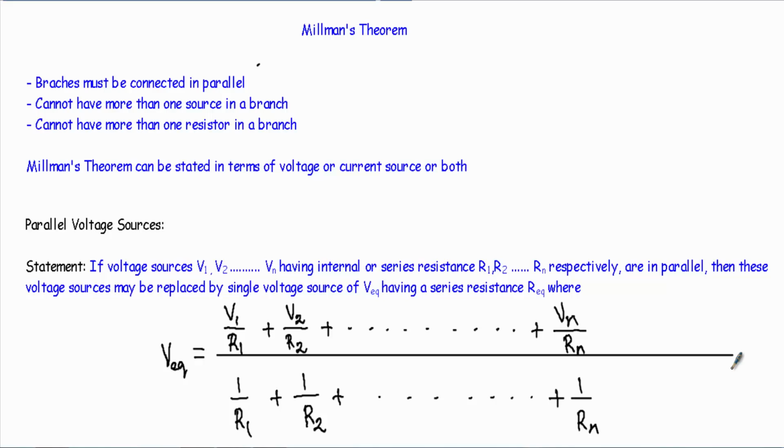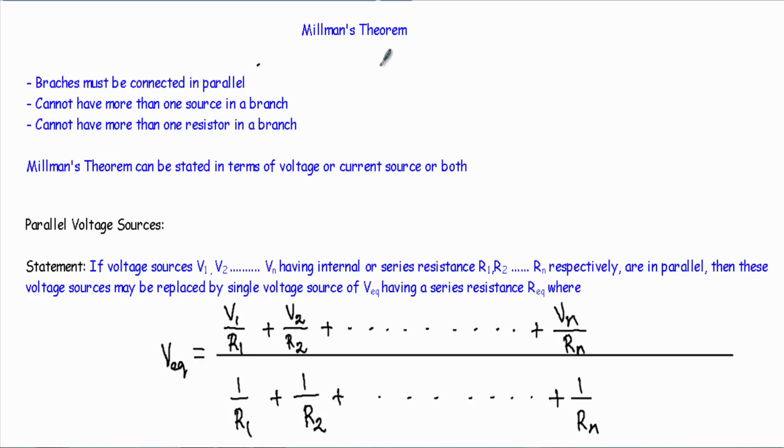Thevenin theorem states that any linear circuit can be reduced to a single voltage source in series with a resistor, and Norton theorem states that any linear circuit can be reduced to a current source in parallel with a resistance. When I talk about Millman's theorem, you will see I will reduce all the parallel branches into a single voltage source with a single resistance or a current source with a parallel resistance.